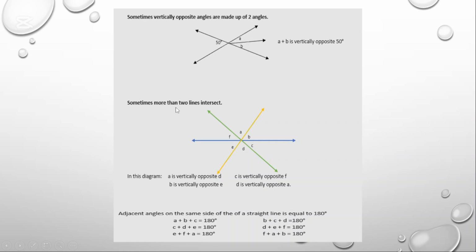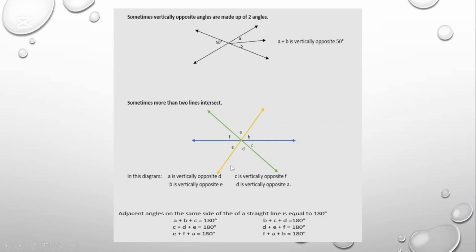Sometimes more than two lines intersect. So here we have a yellow and a green line and a blue line. So three lines intersect. They all have the same vertex. Right. I want you to watch.